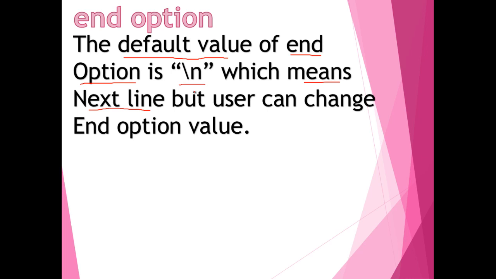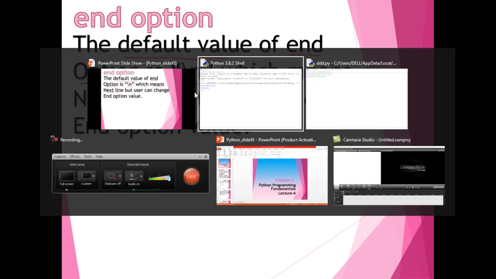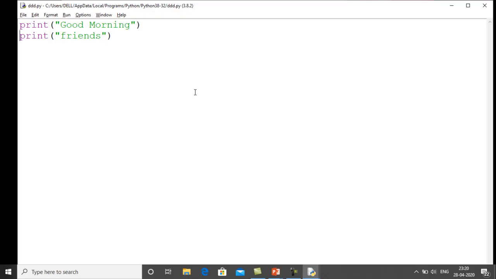So we know that there is an end option, and that end option is associated with the print function, and the default value of the end option is \n. What does default value mean? Default value means that if we don't provide any value for the end option, then the end option will automatically take the value \n, which means next line. So what will happen in our code?